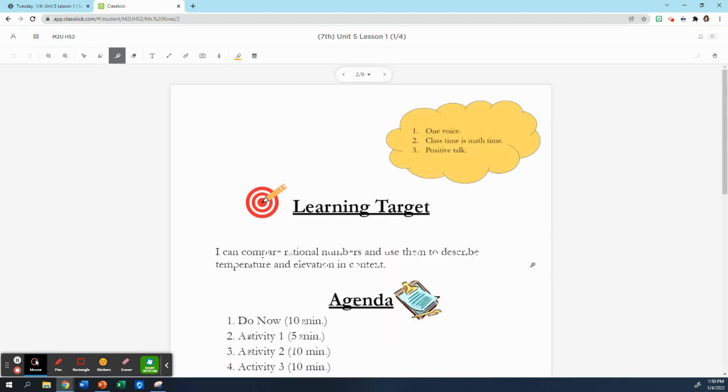Okay, so today's main learning target is I can compare rational numbers and use them to describe temperature and elevation in context. Rational numbers is a little bit of a complex definition, but what we need to know for now is that we're going to be working to compare positive and negative numbers, and specifically to use positive and negative numbers to explain temperature and elevation.